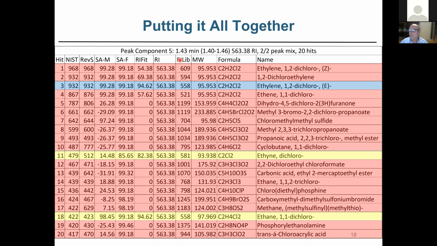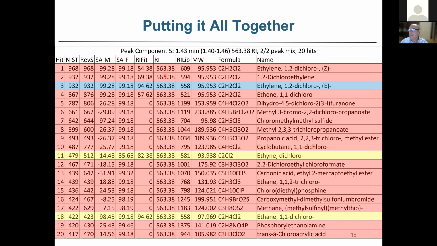The other one is the retention index, which we talked about. And what we have here is this RI lib value. That's the value that's read out of the library. So I read out of the library that this compound, 1,2-dichloroethylene, has a retention index of 609. We've calibrated the instrument, or the GC, and we've determined that the retention index of that peak is 563. Now, if you look at that, that's about 55 or 54 RI units away. That's a pretty big shift. So that's likely not to be the right compound.